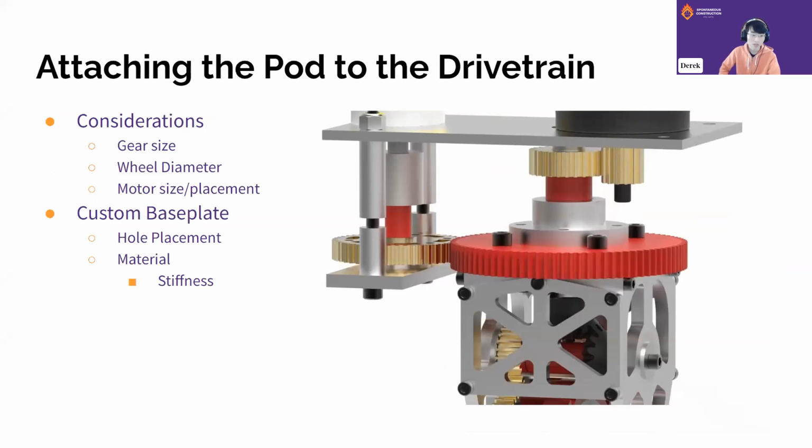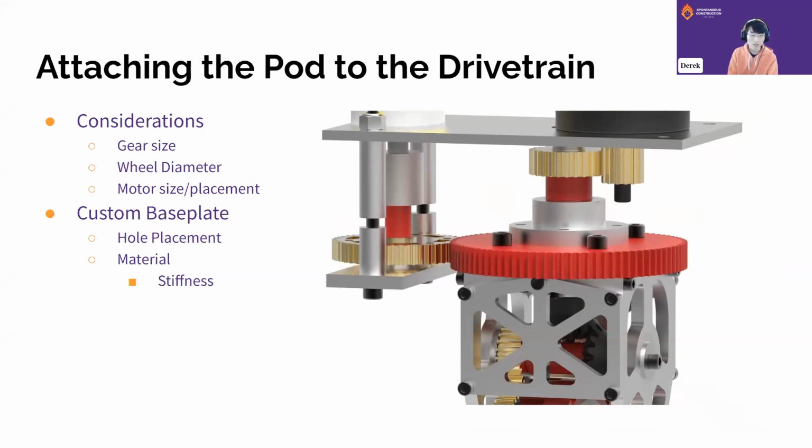So, attaching a pod to the drivetrain. Personally, we don't have as much experience with coaxial, but similar concepts apply. So for considerations on where to place the pod, you have to keep in mind the gear sizes that you're going to use, the wheel diameter, and the motor size, as well as where you're placing the motors.